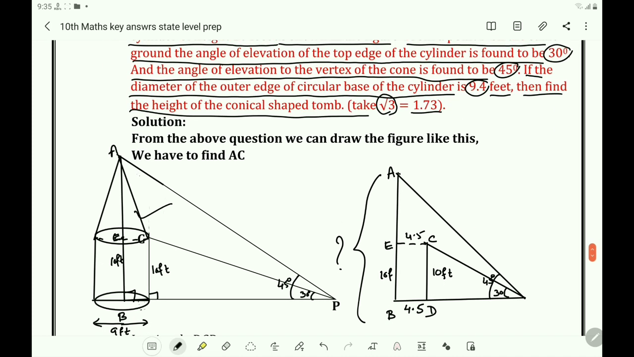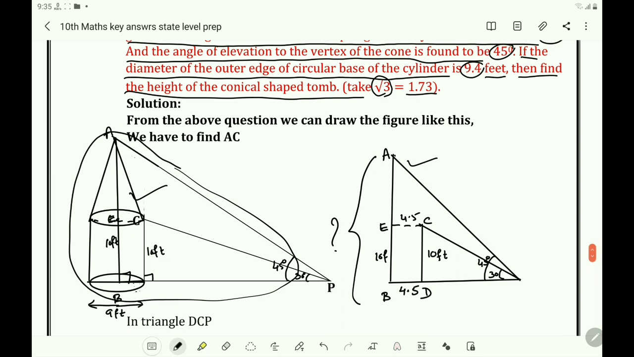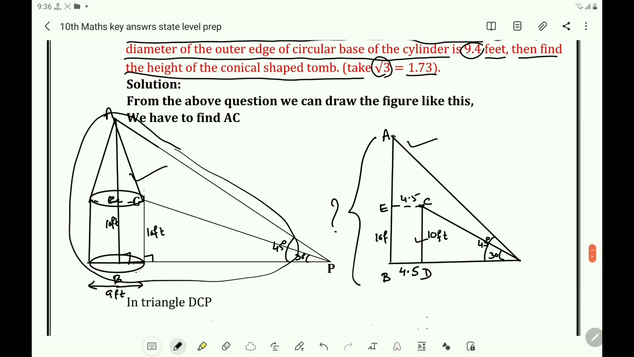So, this is the sketch given. Children, no need of writing this whole sketch. Don't waste your time writing this complete sketch. So, draw this sketch. Here, AB includes the cylindrical portion and conical portion height, and this is the base of the cone and this is the top of the tomb. Angle of elevation are here 30 degree and 45 degree. Now you take this one.